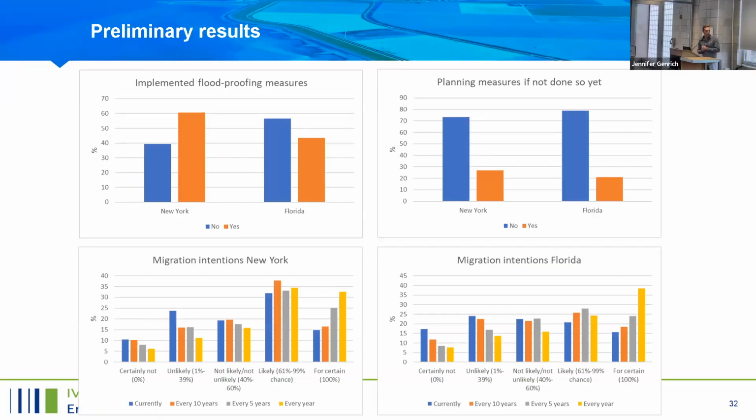And if we look at migration, we see that in New York, migration intentions are a bit higher. So a larger share of people says that it's likely or certain that they will migrate in the near future or under these scenarios, a bit less in Florida. And we see that flooding has quite a big influence. For example, when people in New York say that they will migrate for certain, that's only 15% in the current situation, and it rises to more than 30% under this worst case scenario where a major flood would occur in their neighborhood every year.